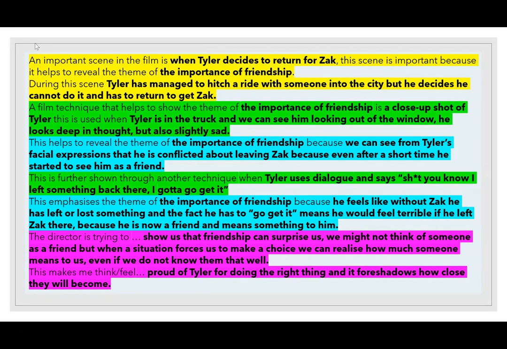This is further shown through another technique when Tyler uses dialogue and says, "Shit, I left something back there. I gotta go get it." This emphasizes the theme of the importance of friendship because he feels like without Zach, he has left or lost something. And the fact he has to go get it means he would feel terrible if he left Zach there because he is now a friend and means something to him.